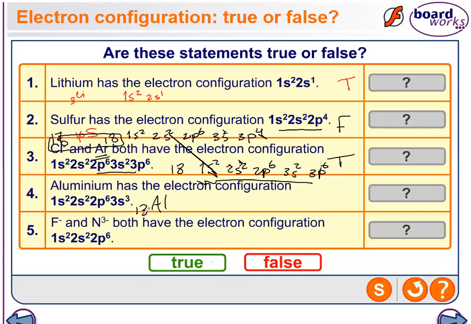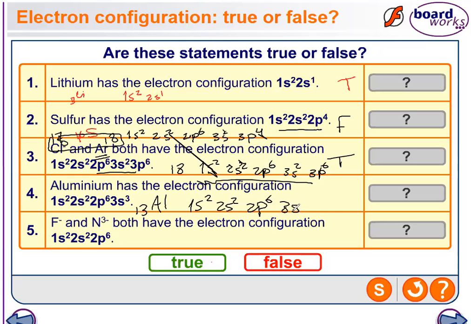Let's start. Show me 1s2, 2s2, 2p6, 3s2.